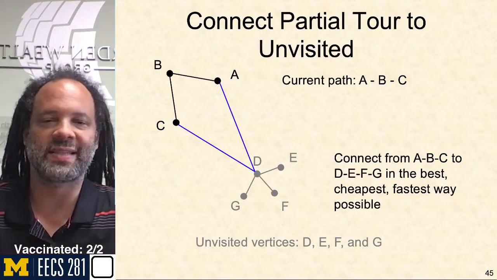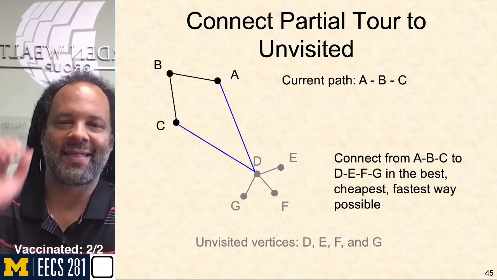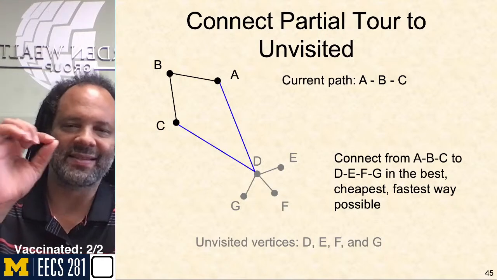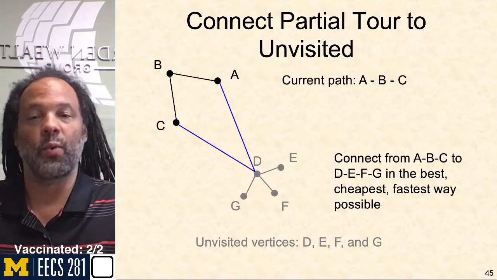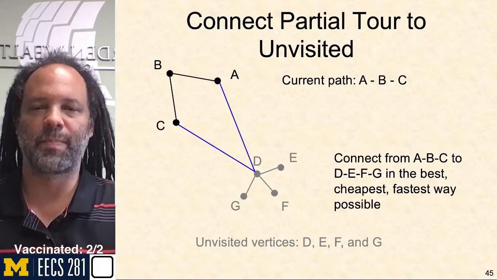And I like to call these things the arms. These 2 blue lines, they connect the beginning of the path, that's the A vertex, and the end of the path, that's the C vertex. All the other vertices in the middle, they're already fully connected. We don't have to worry about them. We only have to worry about the beginning and end of the current partial path.